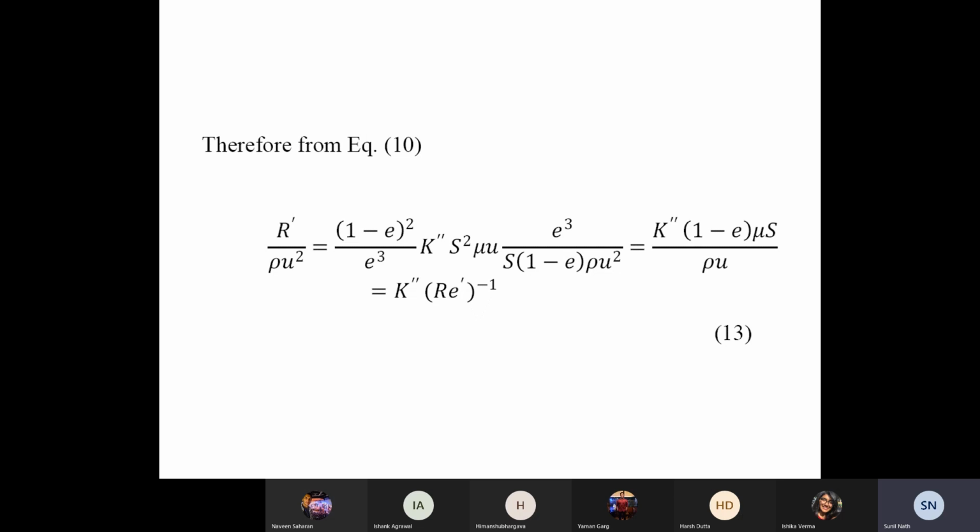If you look at equation 10 and 11 that I derived, what you are going to get is the final term on the right hand side, which is K double prime into 1 minus E into mu into capital S upon rho into U. But that's nothing but K double prime into inverse of the modified Reynolds number, because you defined that modified Reynolds number as corrected for the surface of the bed per unit volume and corrected for the voidage as rho into U upon 1 minus E within brackets then mu into capital S. So this is nothing but K double prime upon RE prime, where RE prime is the modified Reynolds number that I defined, and this K double prime has a value of 5.